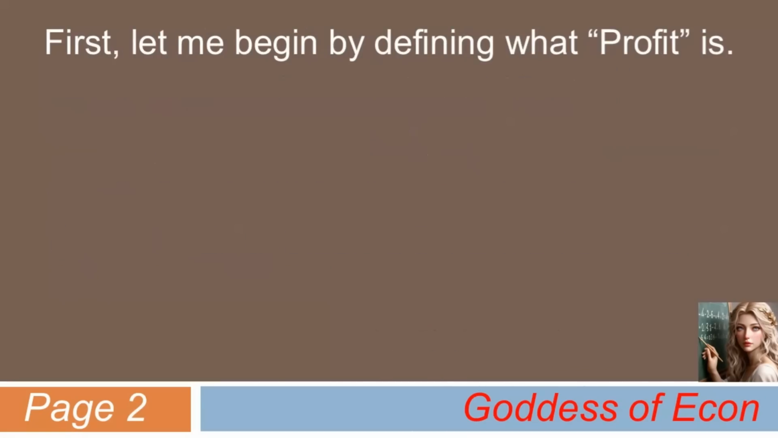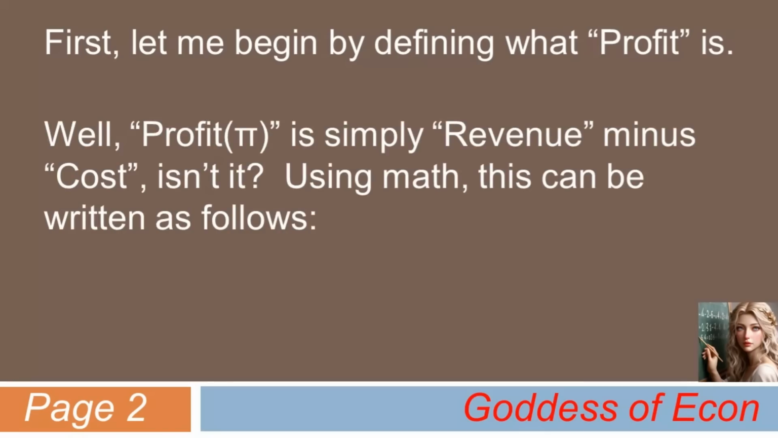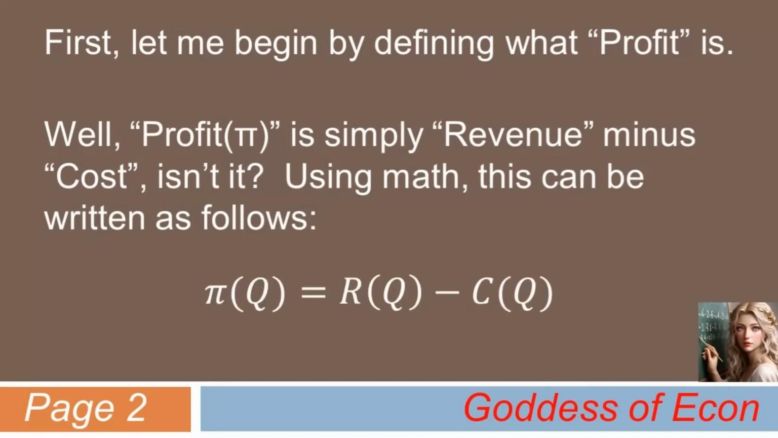First, let me begin by defining what profit is. Well, profit is simply revenue minus cost, isn't it? Using math, this can be written as follows. Pi equals R minus C. Here the reason I've added Q in parenthesis next to them is just to emphasize that both the revenue and the cost are functions of the quantity produced, Q.